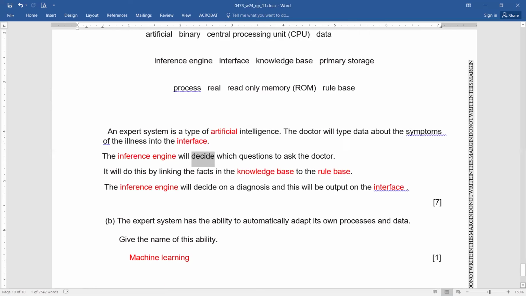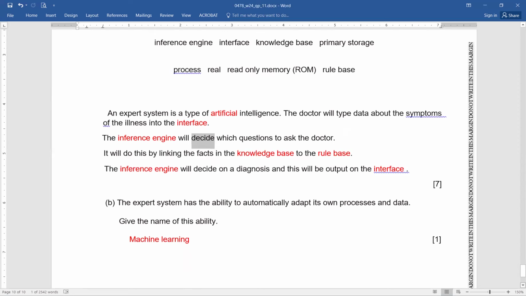Okay, now part B. The expert system has the ability to automatically adapt its own processes and data. Give the name of this ability. It's machine learning. See, so simple. So in this manner, we have solved one more paper.